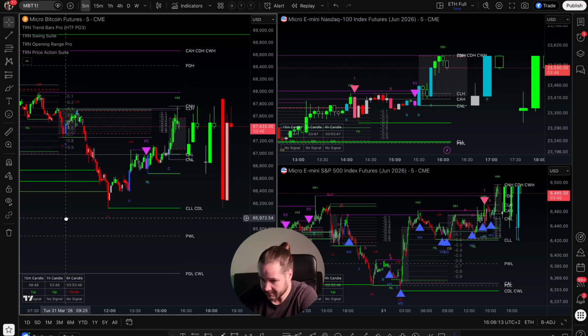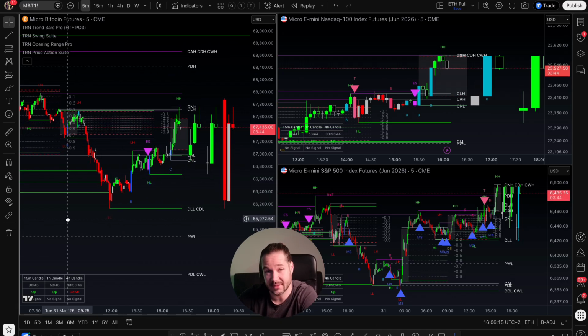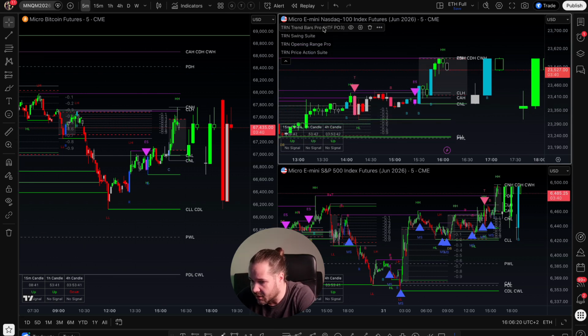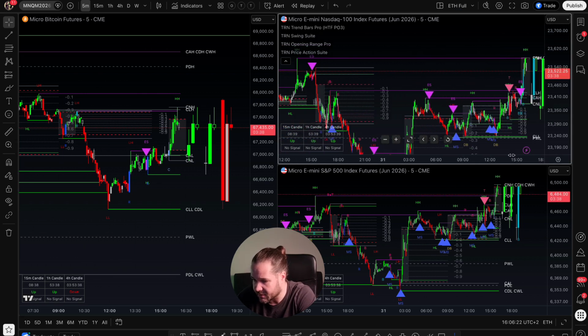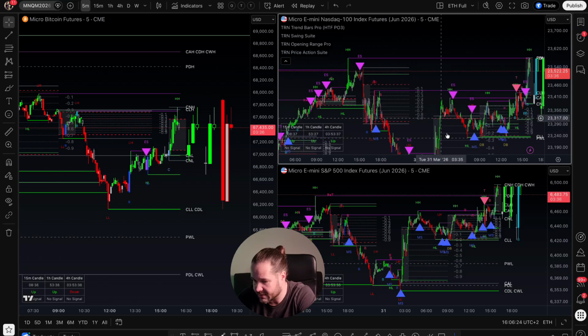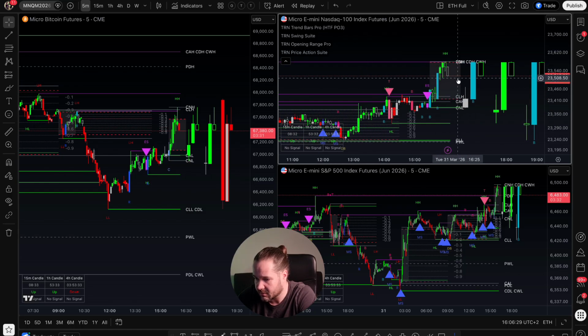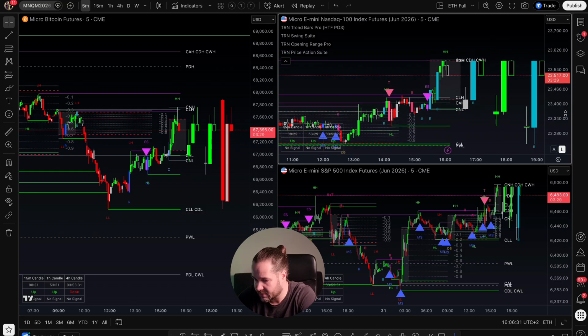But this 5-minute candle could deliver the decision. And also on NQ, it's getting interesting because we took out this very interesting key level right here, and now we are going lower again. Could become a clean signal as well.